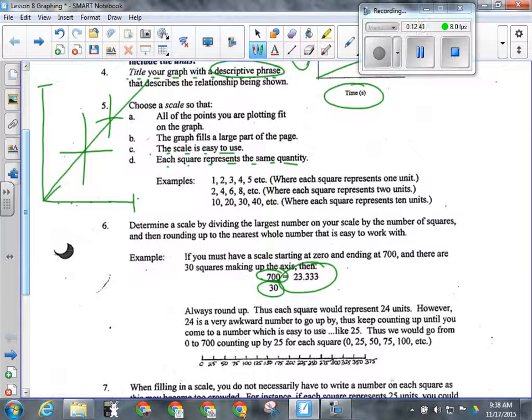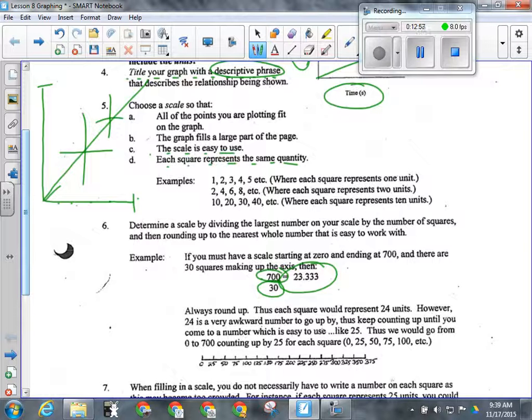25. Okay, I could use 23, but 25 is close and easier to count by. Right? So that's what they mean by choose a scale that's fitting but convenient. All right? You wouldn't want to pick 50, okay? Because if you pick 50, then you're only going to use up less than half of the graph.